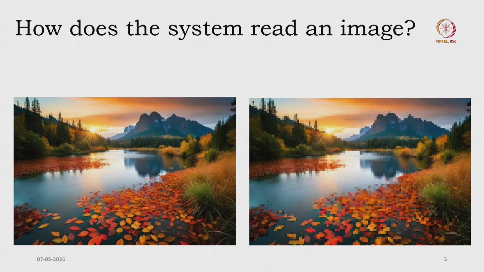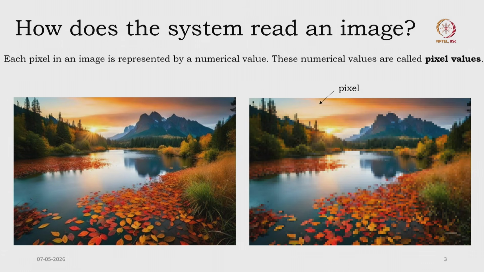When we look at this image, for a human eye it is an image, but how exactly does a system understand an image? When we look closer, there is a small box. What does that box represent? It is called a pixel, and each pixel in an image is represented by a numerical value. Once again, when we look into an image, one pixel does not contribute anything, but the collection of such pixels lets us understand what exactly the object is.